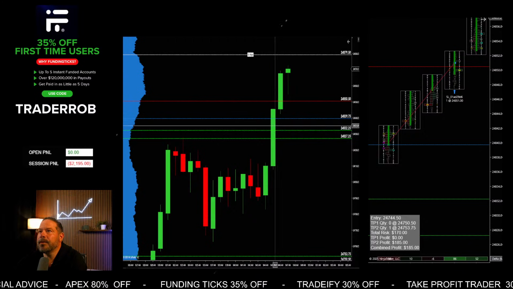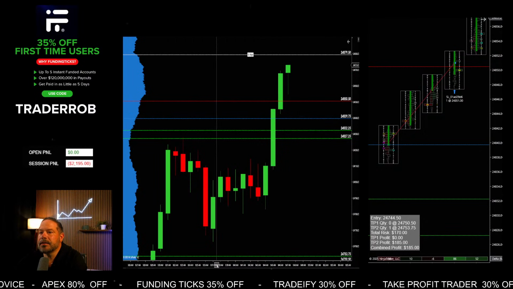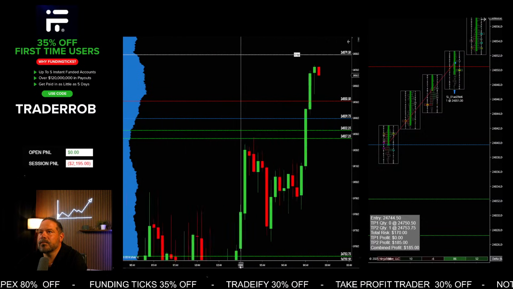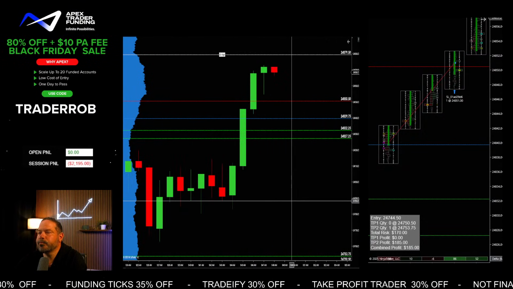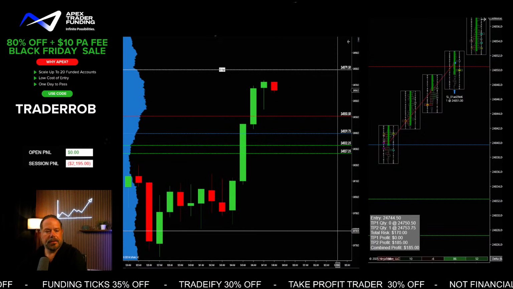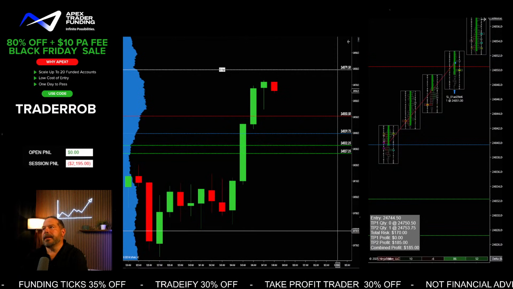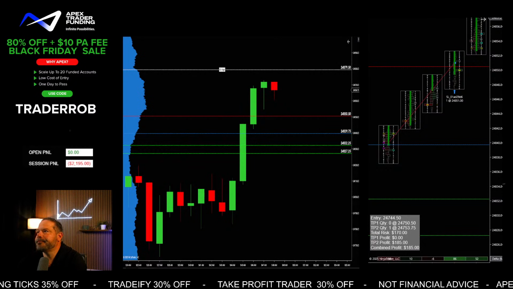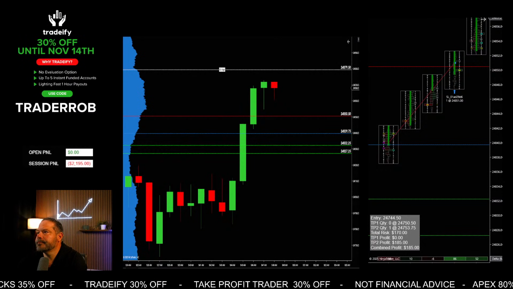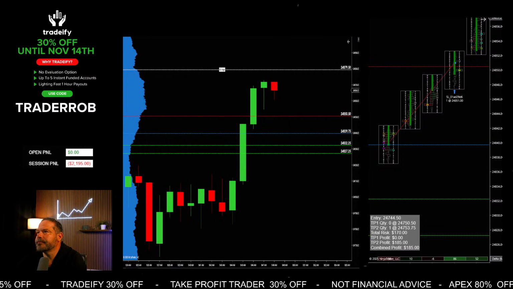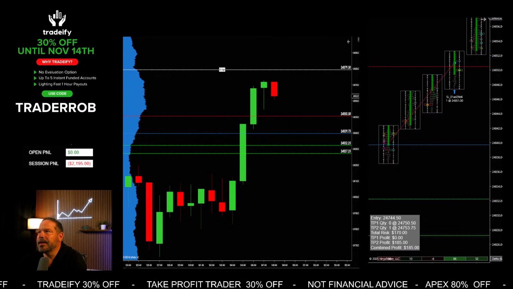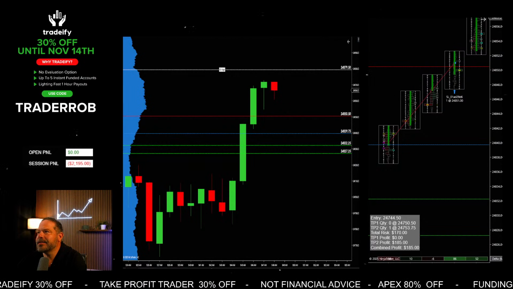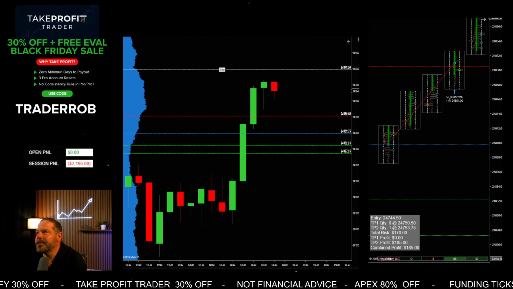That was my only fear here, that stop area. Now we've got the IB high to contend with. So I would have to make another strategy for the IB high. Interesting, okay. I don't know if I'm going to have time to do that.